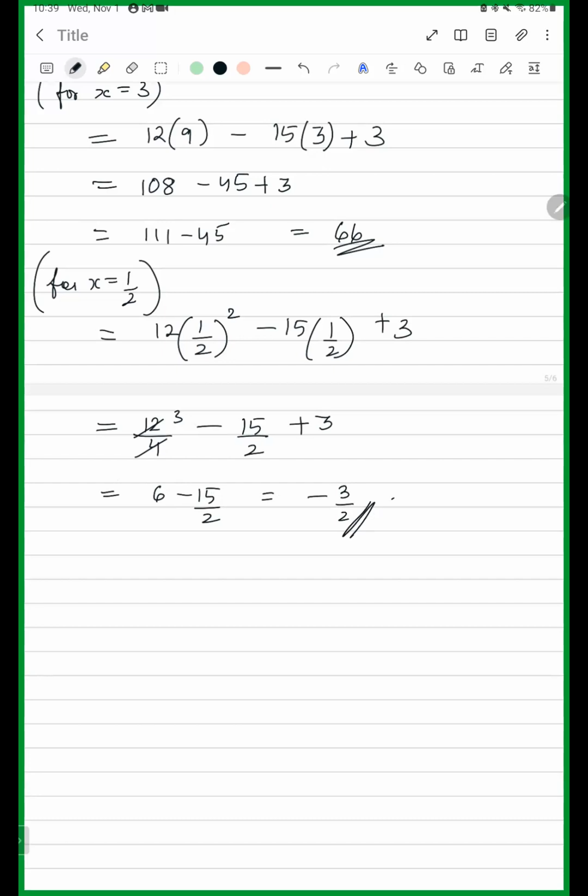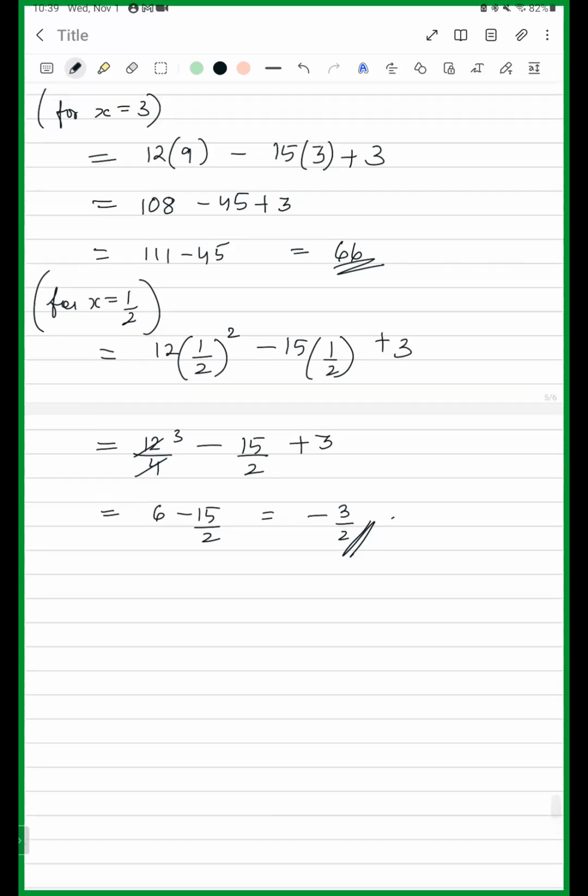So similarly, you have the next question as well. Simplify a into a square plus a. Can you give me a minute to write it down?